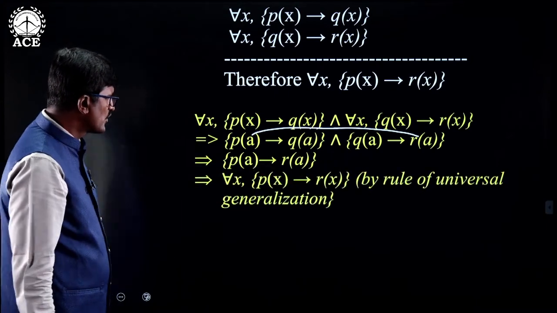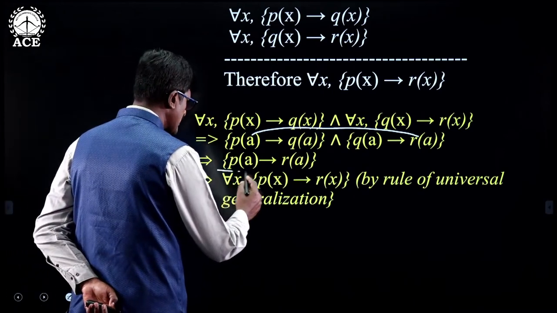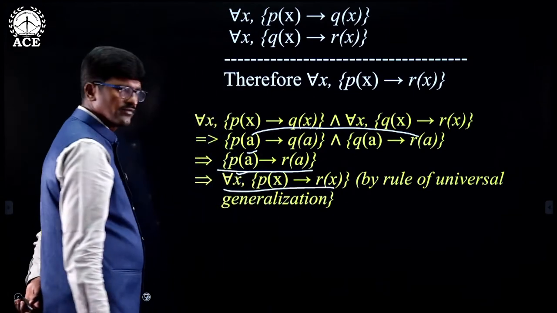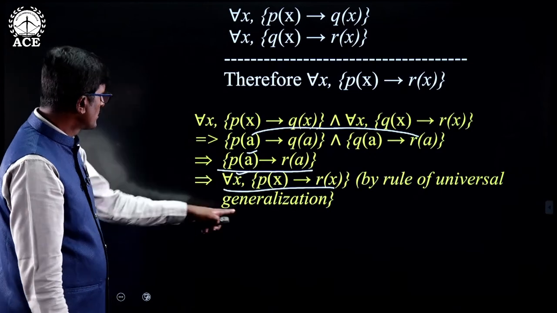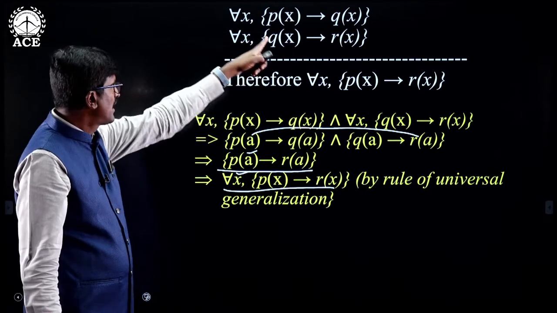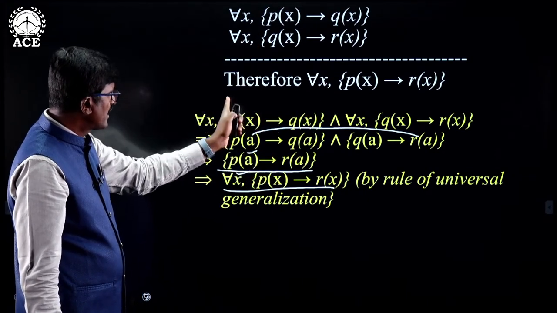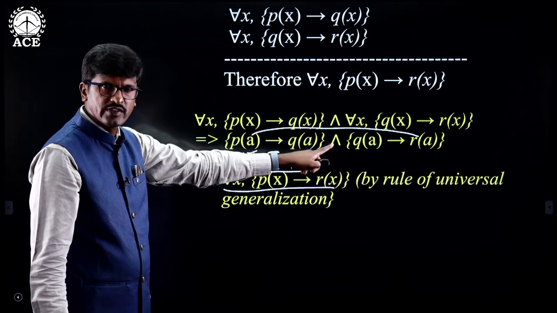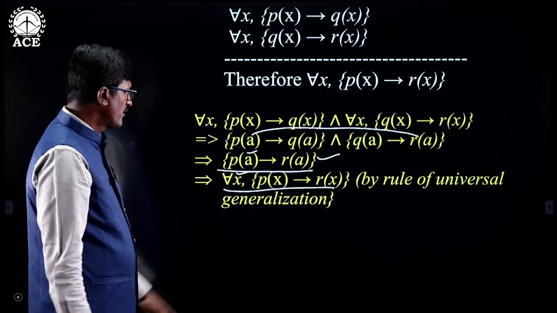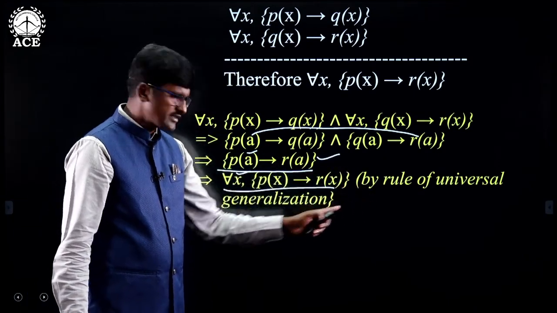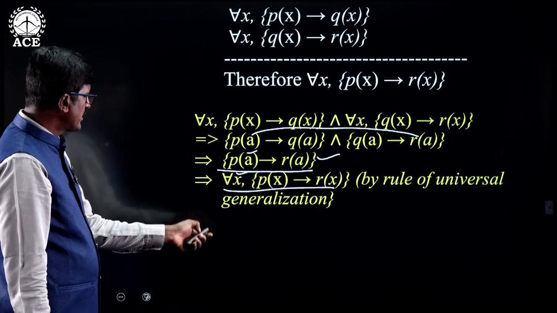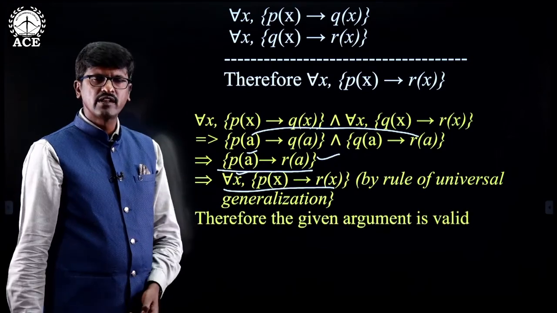Now I am applying the rule of universal generalization. From the rule of generalization, if it is true for some arbitrary value, then it must be true for all values of x. So that is the argument. These two are the premises. This is the conclusion. I have taken the conjunction of the premises. Then I applied the universal specification, then you will get P of A conditional R of A. For this, I am applying the rule of universal generalization. Then you will get for all x, P of x conditional R of x. With this, we prove that the given argument is valid.